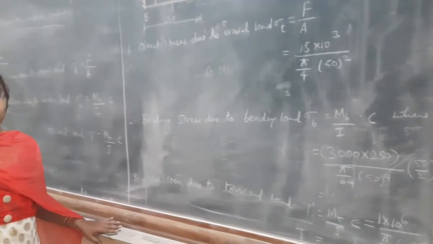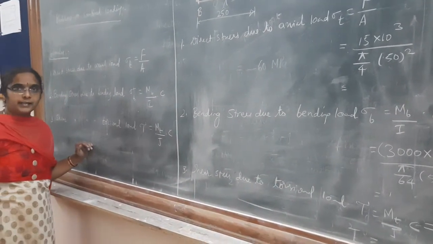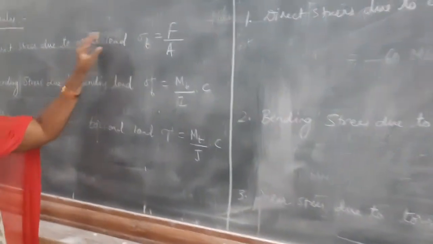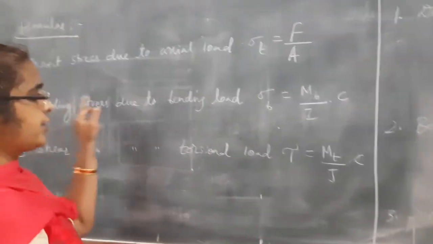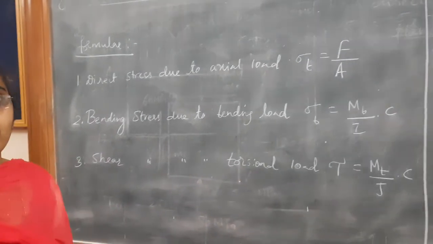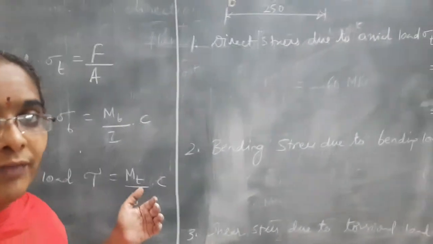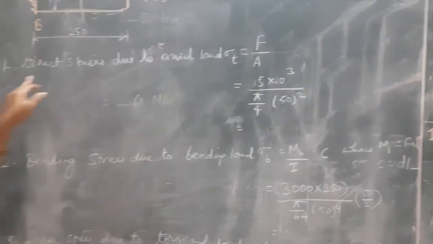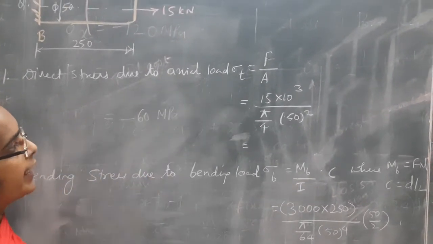Before going to that, we have to find out the values we discussed now. What is the stress induced due to the axial load? What is the bending stress due to the bending load? And what is the shear stress due to the torsional load? Let us find these three values. Then we will go for calculation of maximum and minimum stresses at points A and B. Let us start. First is the direct stress due to axial load.